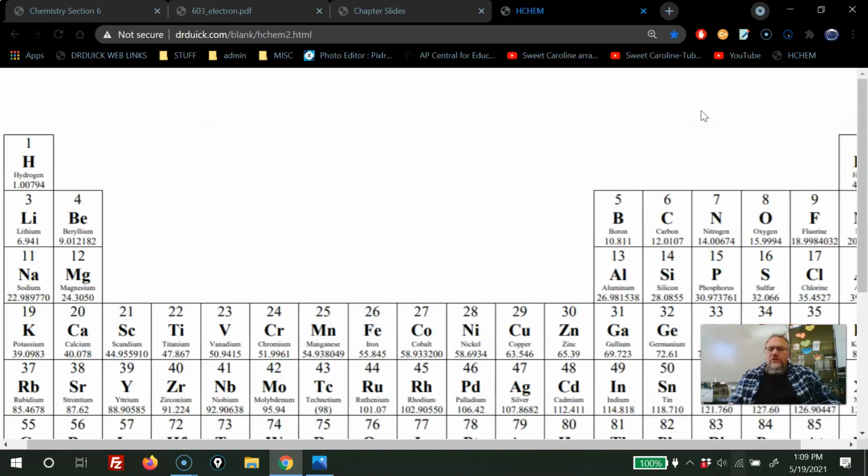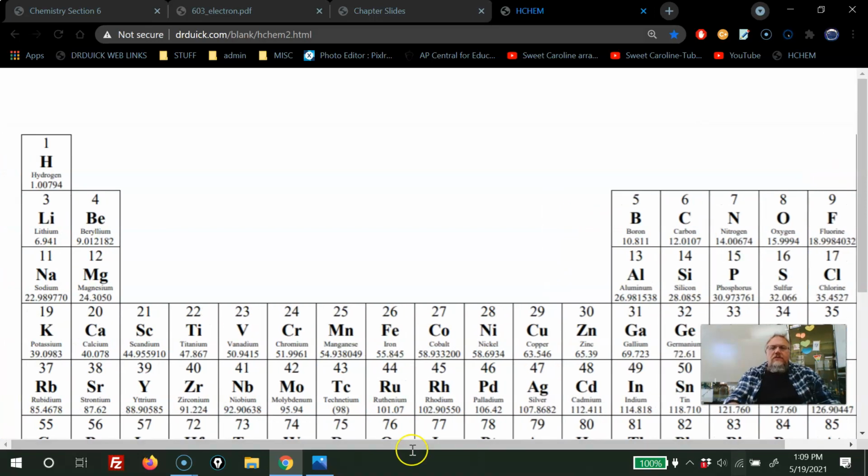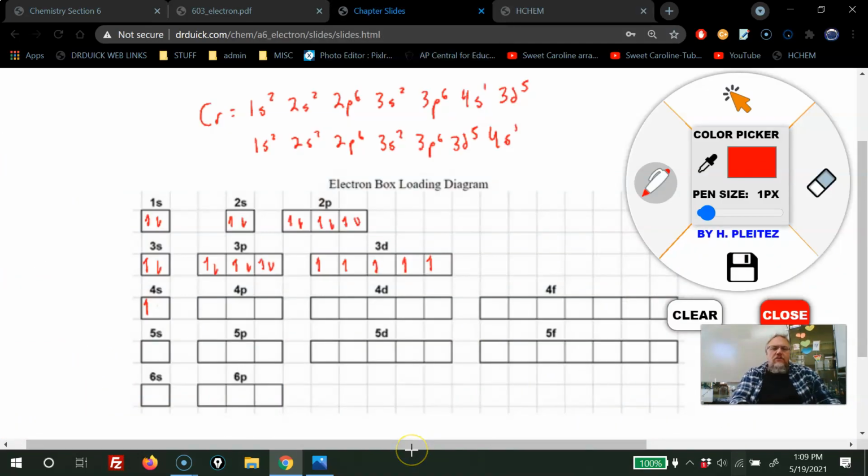If we look at the way we're doing this, my last noble gas before chromium would be argon. So I could easily have written this as chromium with argon in brackets. With the noble gas configuration argon, which takes me up to 3p, I then go 4s1, 3d5. That's the shorthand notation most people use. I'm showing you where that came from.